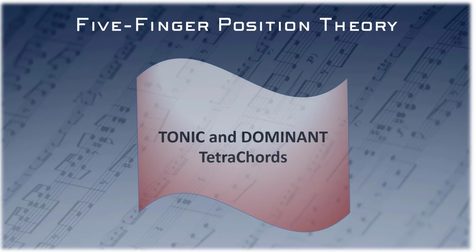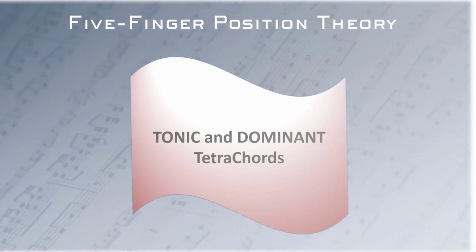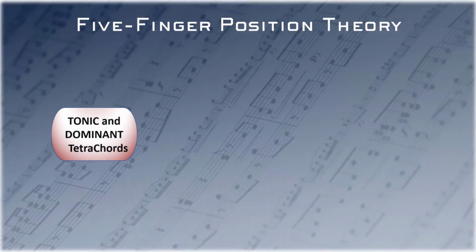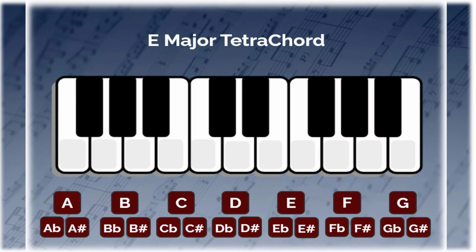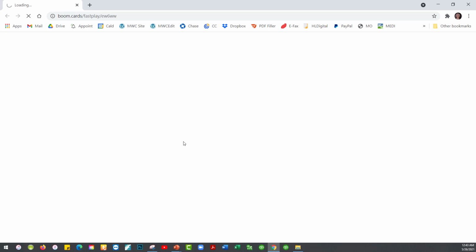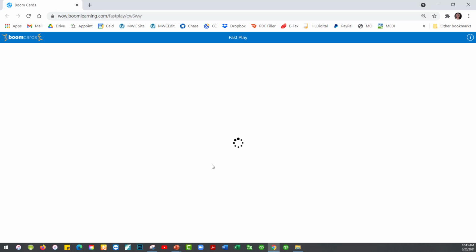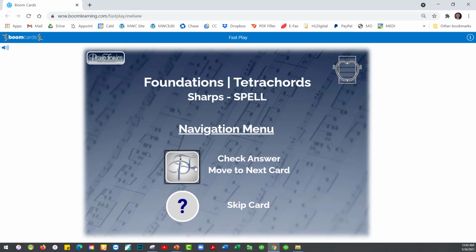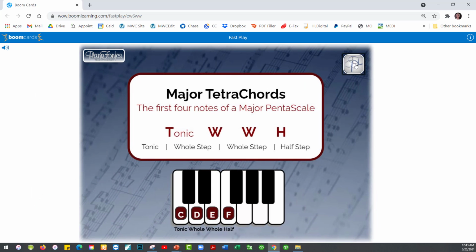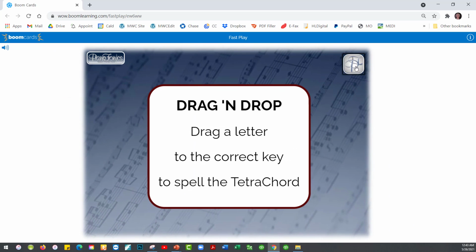These 2 tones are the foundation for the tonic and dominant tetrachords. And you ask, what is a tetrachord? Let's go to Boom, not Google, to find out. A tetrachord is the first 4 notes of a major pentascale. Tonic, whole, whole, half. We're going to drag and drop the correct letter.